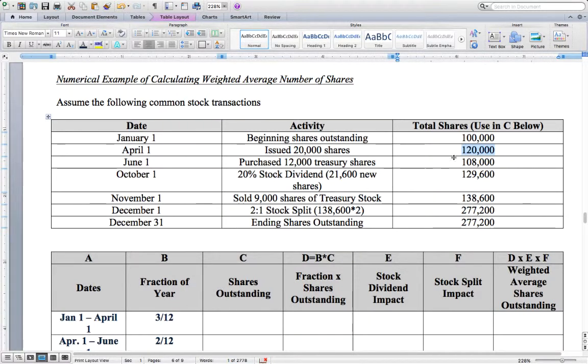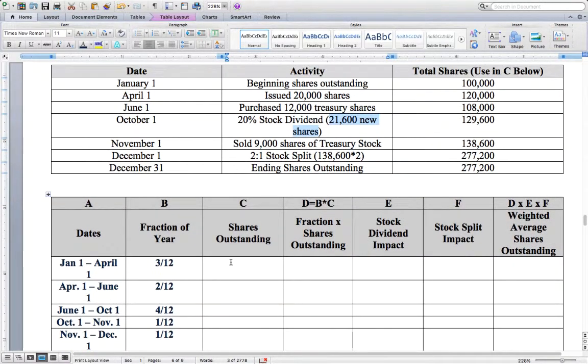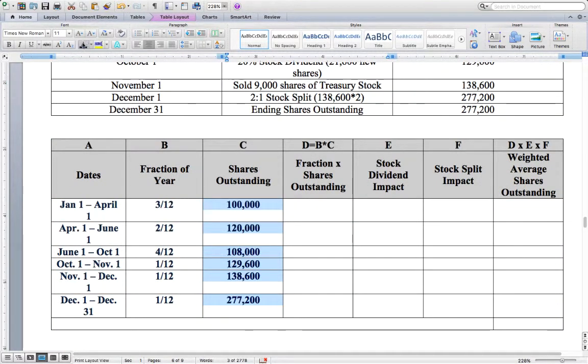Then we purchased 12,000 shares of treasury stock. As we remember, we reacquired it, so that reduces the shares outstanding. Then we had a 20% stock dividend, which gave us 21,600 new shares. Then we sold 9,000 of the treasury stock shares acquired, which leaves us with 138,600 shares. Then we did a 2-for-1 stock split, which doubled the shares to 277,200, and that was the ending shares outstanding as of December 31st. So this information is essentially what is in this column right here.